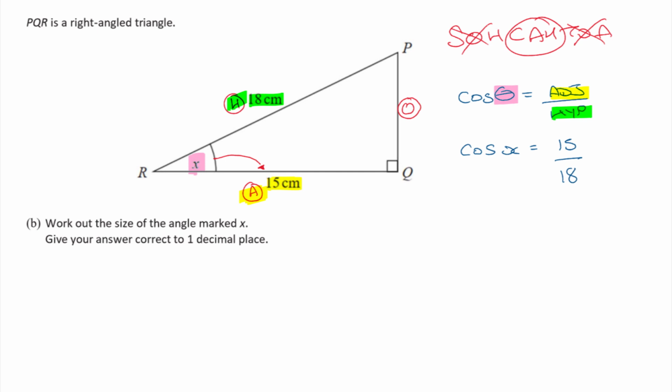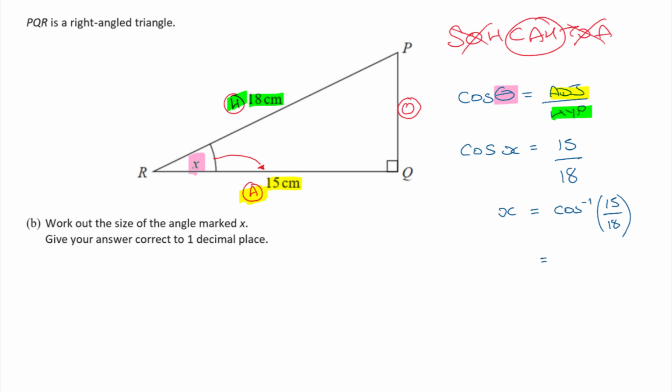Now we've got the cosine of x and we want x. So we have to do the opposite of finding the cosine of x. The opposite of finding a cosine is the inverse cosine. So doing that to both sides will give me x on the left, and on the right I'm going to get cos to the minus 1 of 15 over 18. And that is exactly what I need to type into the calculator in order to find x, isn't it?